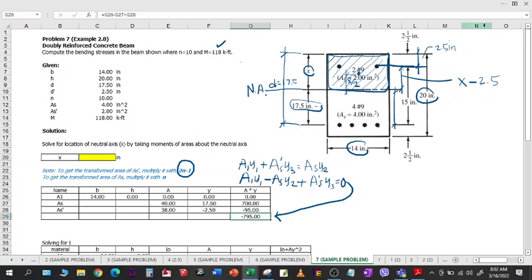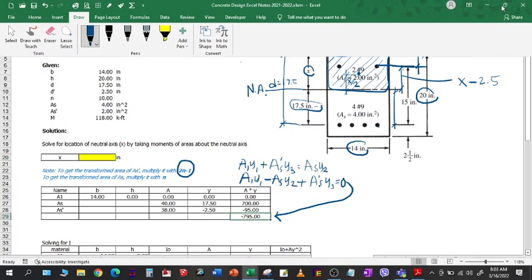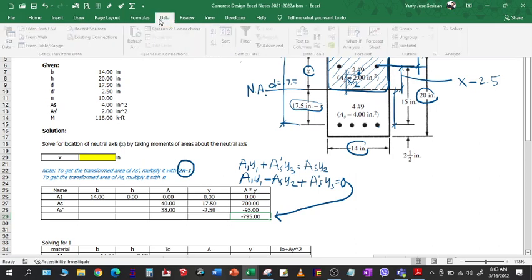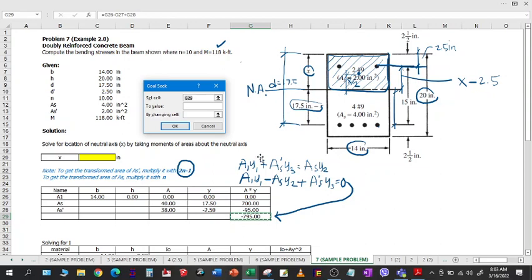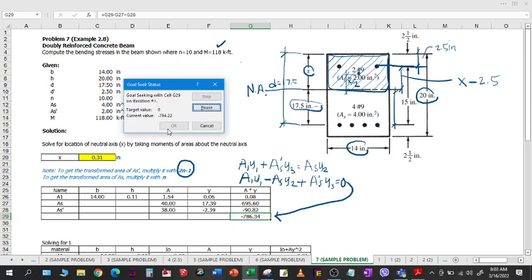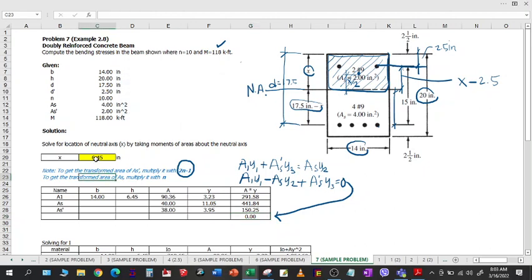different value. So now we use the goal-seek function. Go to data, what if analysis, and goal-seek. So set this cell to value 0 by changing this cell. Okay, so after a few clicks, Microsoft Excel was able to find X, and this is 6.45.